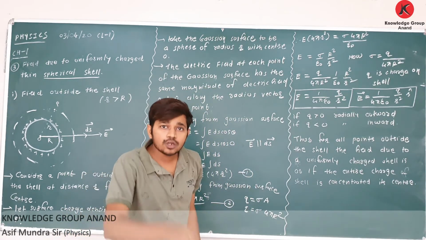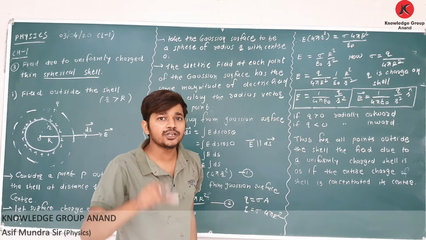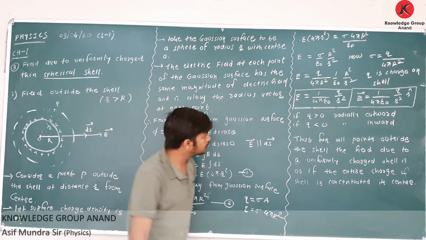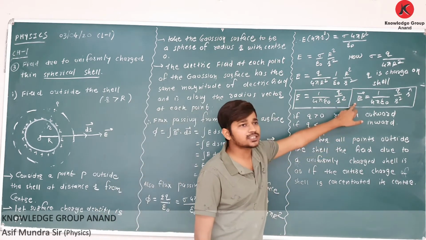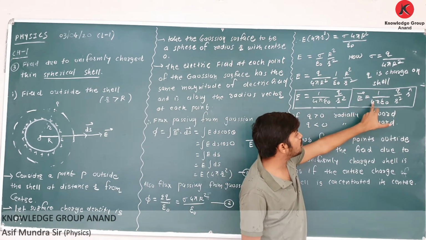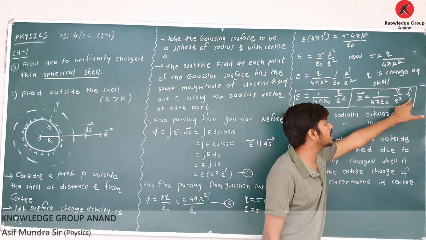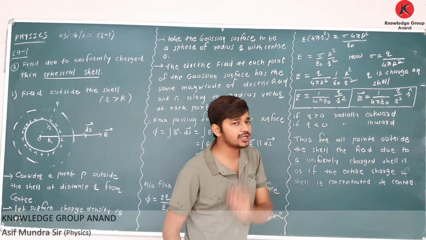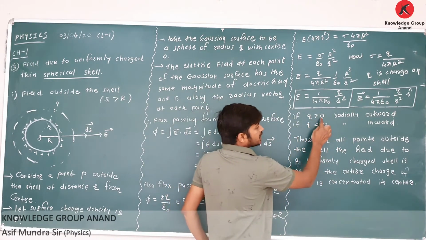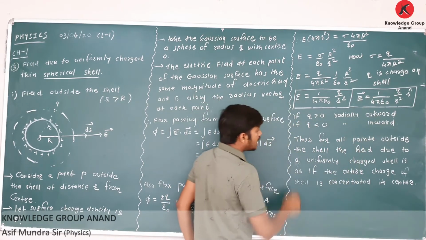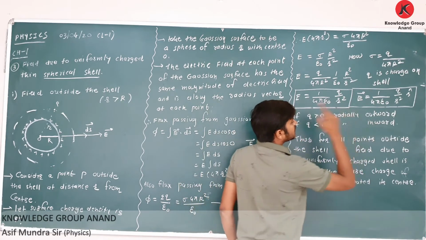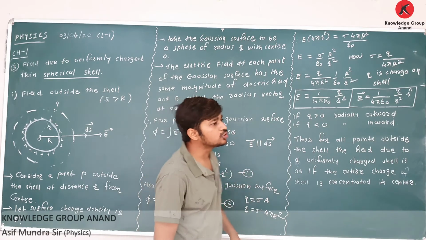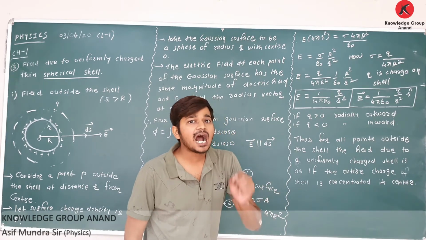Yes, it is also the equation of electric field due to point charge Q. If I want to write its vector form, then E is equal to 1 upon 4 pi epsilon 0 Q upon r square r caret, where r caret is the unit vector in the direction of electric field. If Q is greater than 0, it is radially outward. If Q is less than 0, it is radially inward. So it is electric field due to spherical shell outside.